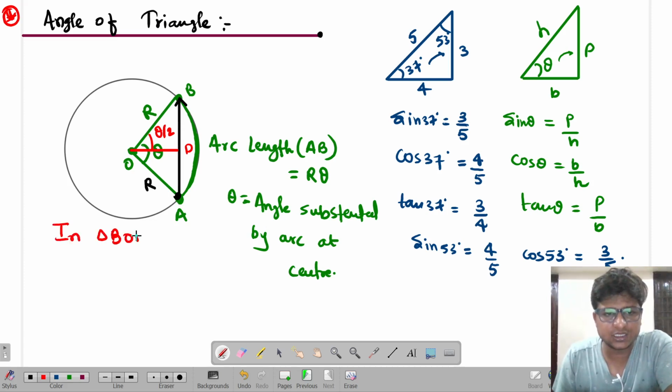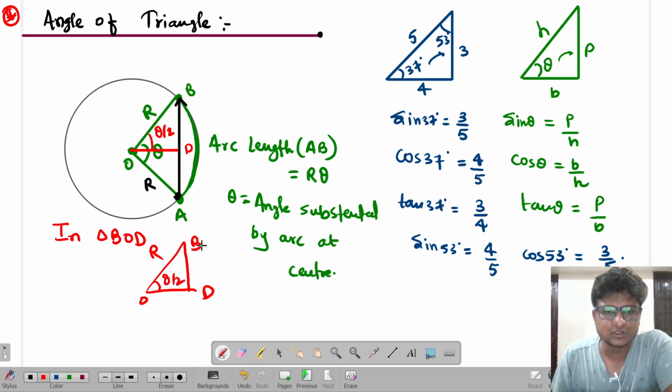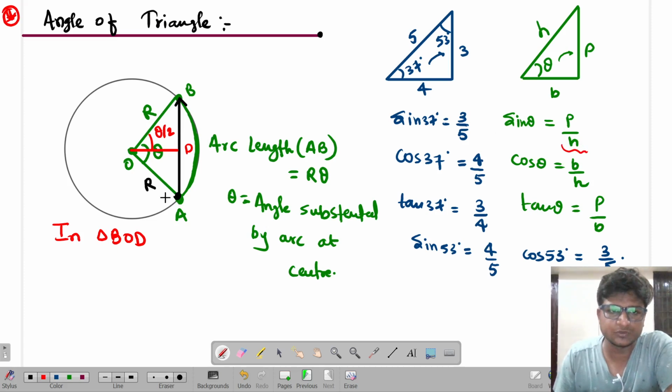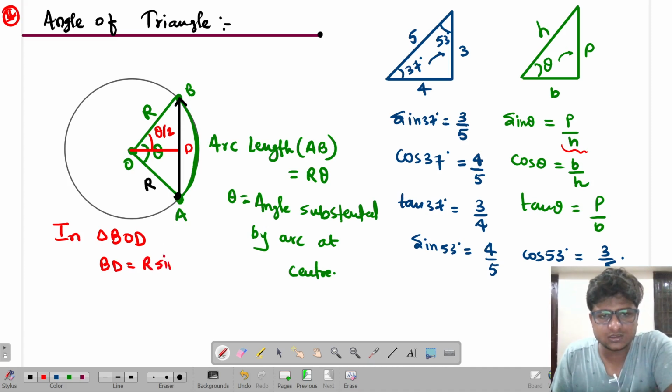Think. In triangle BOD, BOD is like this way, or not? This is B, this is D, this is O, this is radius r, and this is theta by 2. So BD is what? A perpendicular of theta by 2, or not? Tell me yes or no? Yes. If it is perpendicular, perpendicular can be written as hypotenuse into sine theta. So BD can be written as hypotenuse R, so R sine theta by 2, or not? Tell me yes or no.